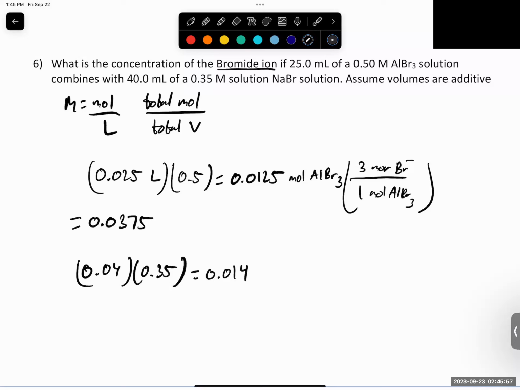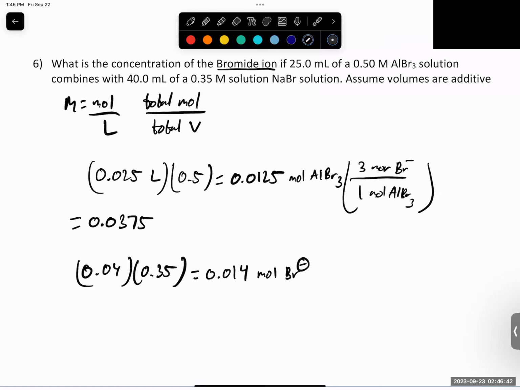Are you sure? Is there 2 bromides there? Are you sure? There's only 1, so I think I'm chilling. Yeah. Moral of the story: trust your gut. So there's 0.014 moles of NaBr. It's a 1-to-1 ratio. So for every 1 mole of NaBr, there's 1 mole of Br minus. So basically there's 0.014 moles of Br minus.